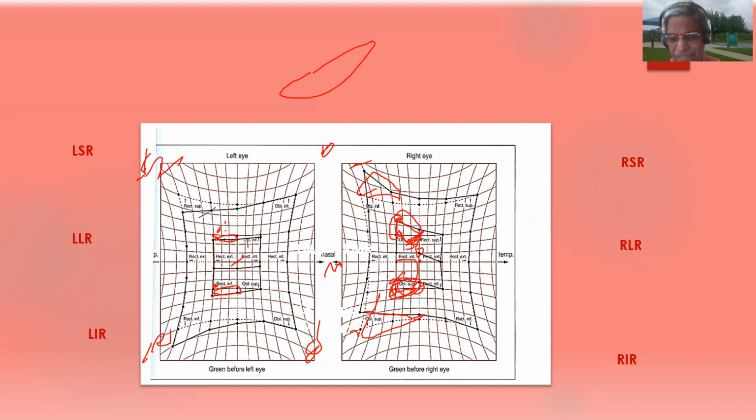The inferior rectus in the left eye is overacting. The left eye superior rectus is somewhat underacting. Important point. You understand now?